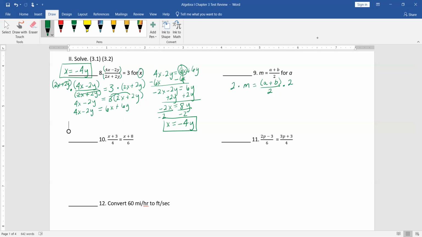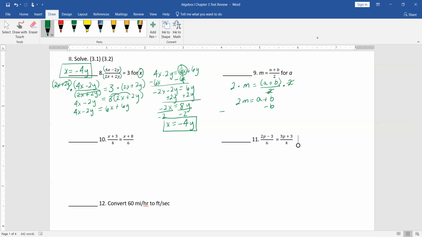Because reverse order of operations tells us we need to do our division before we get rid of our parentheses. So what this does is this gets rid of it on the right, and we end up with 2m equals a plus b. This one's a little simpler, I think. So then if we're solving for a, we need to get rid of that plus b. So we subtract b from both sides.